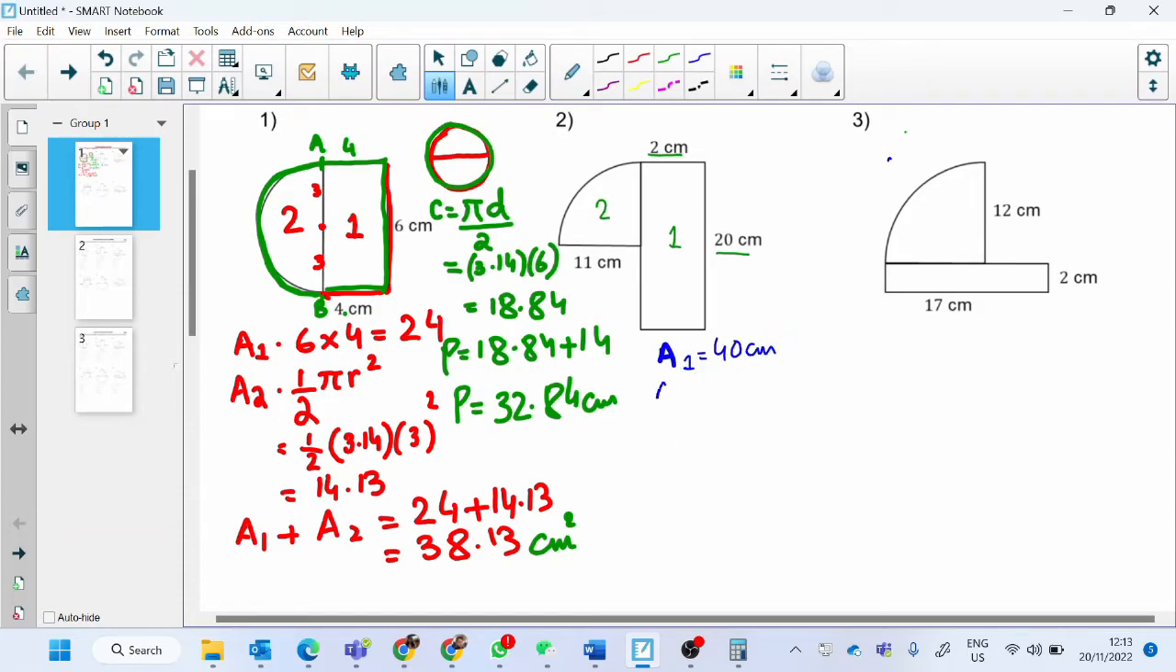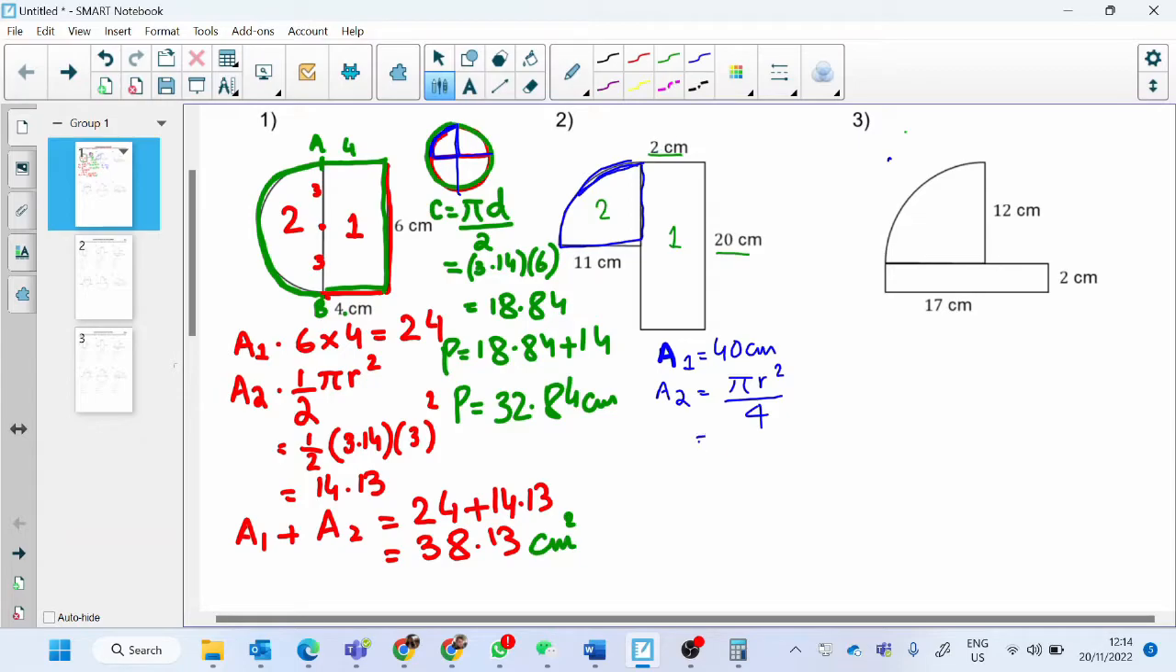And now we have to find the area of shape 2. The second shape, if we look here, is a quarter of a circle. If this is a whole circle, it's just a quarter part of a circle. So we have to divide the circle's area by 4. The formula for a circle's area is pi r squared, and we divide this by 4 because it's a quarter of a circle.